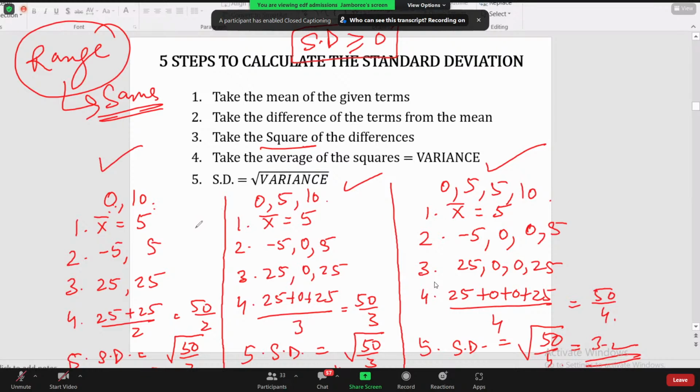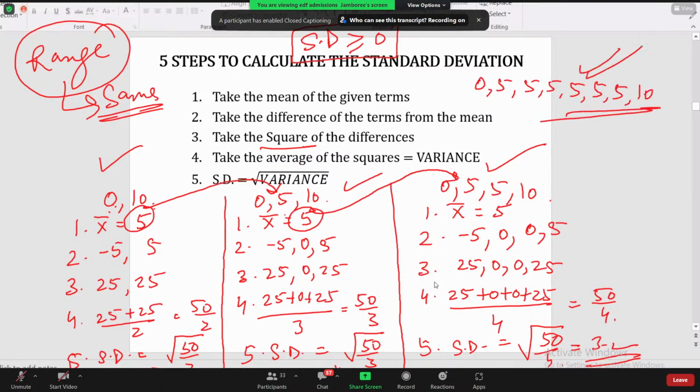Simply remember that the three series have the same mean because we are introducing the mean value of the series in the series itself, and by introducing the mean value again and again, it will always keep the mean value the same. Even if the series goes 0, 5, 5, 5, 5, 5, 5, 10, if you calculate the mean value of this series, it will also turn out to be 5. So no matter how many 5s you keep adding to the series, it will always fetch you the same mean. So mean actually acts like a kind of weighing balance.